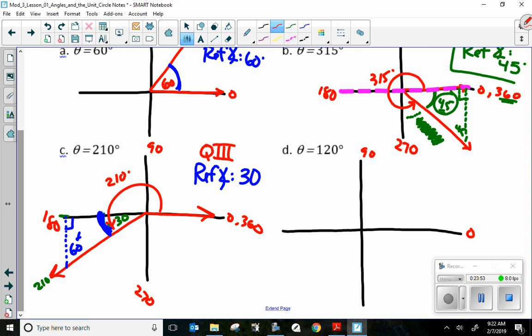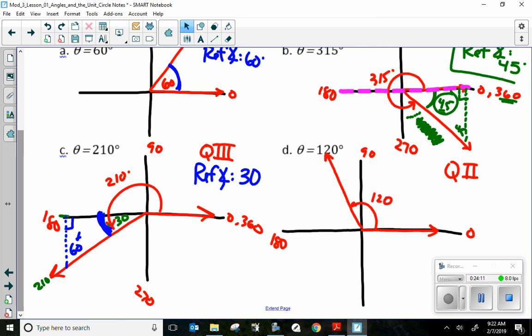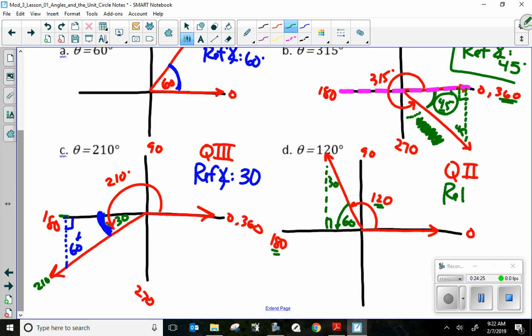Last but not least, 120. 0, 90, 180. There it is. 120 is between 90 and 180, so I know that's going to be quadrant 2. If I start here, 120 is actually closer to 90 than it is to 180. Here's 120. My reference angle goes from my terminal side to the x-axis. How do I get from 120 to 180? Well, it's 60 more degrees. So if I did a triangle, that would still be a 30, 60, 90. But my reference angle is 60 degrees.